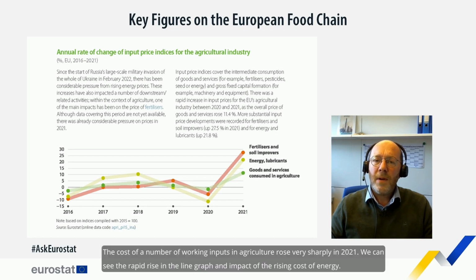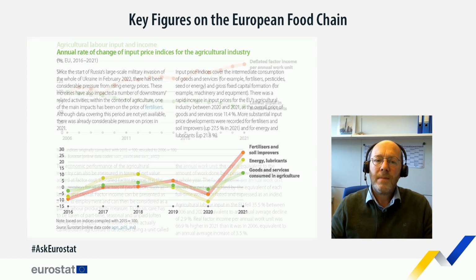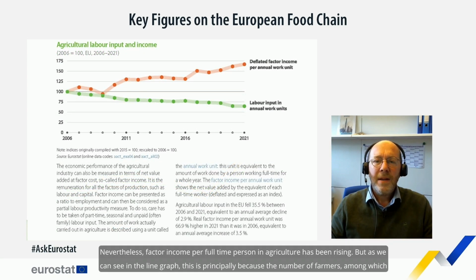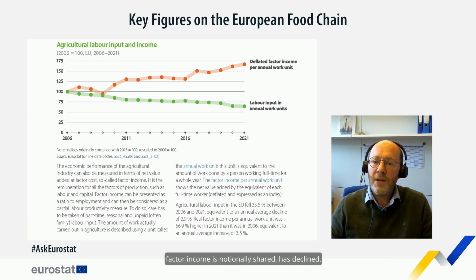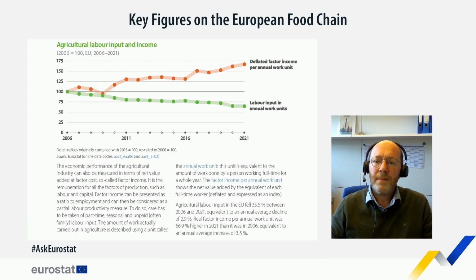The cost of a number of working inputs in agriculture rose very sharply in 2021. We can see the rapid rise in the line graph, an impact of the rising cost of energy. Nevertheless, factor income per full-time person in agriculture has been rising. But as we can see in the line graph, this is principally because the number of farmers among which factor income is notionally shared has declined.